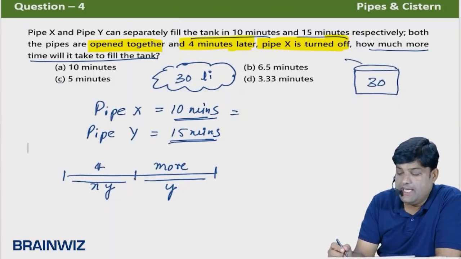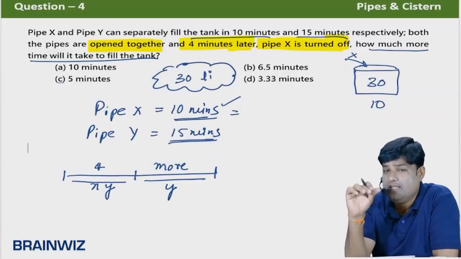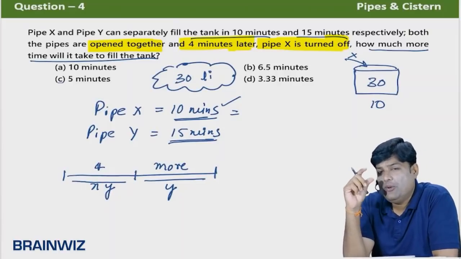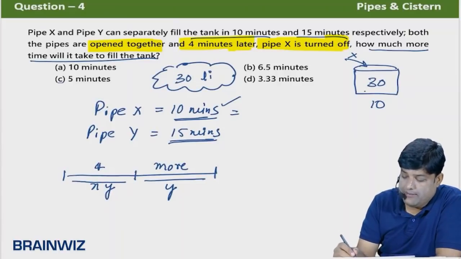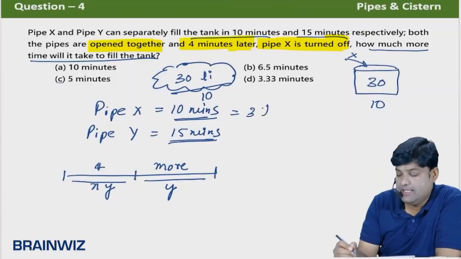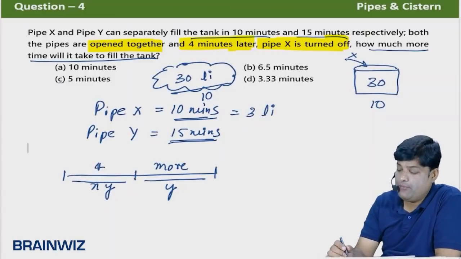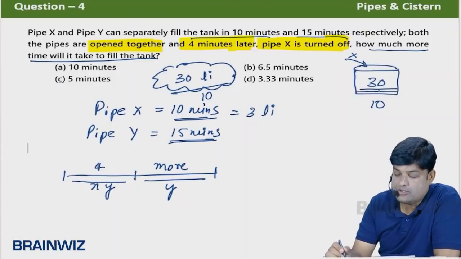If you allow only X, how much time will pipe X take? 10 minutes. That means it is going to fill 30 liters in 10 minutes. So when there are 30 liters in 10 minutes, if I divide by 10 minutes, you get 3 liters every minute. Every minute X will fill 3 liters of the tank.